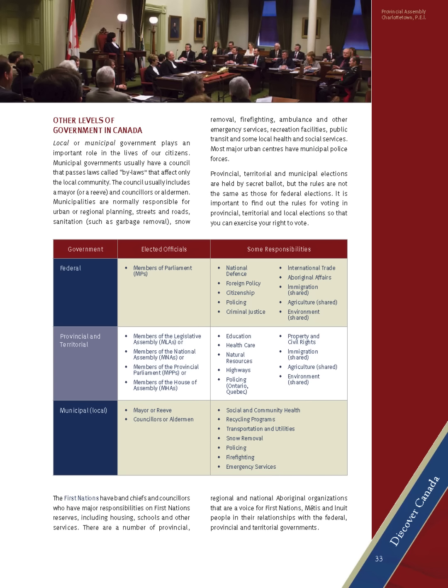Provincial Assembly, Charlottetown, PEI. Other levels of government in Canada. Local or municipal government plays an important role in the lives of our citizens. Municipal governments usually have a council that passes laws called bylaws that affect only the local community. The council usually includes a mayor or a reeve and councillors or aldermen.